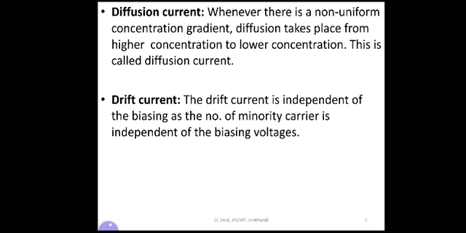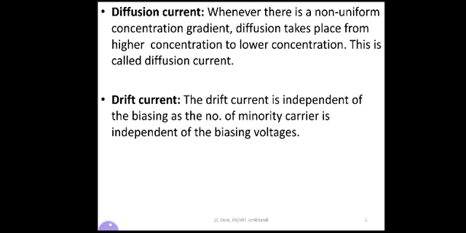For reverse bias, the barrier becomes so large, that is V0 plus Vr, that virtually no electrons in the n side conduction band or holes in the p side valence band have enough energy to surmount it. Hence, diffusion current is negligible for reverse bias. So, diffusion current is very high in forward bias, whereas it is negligible in reverse bias.